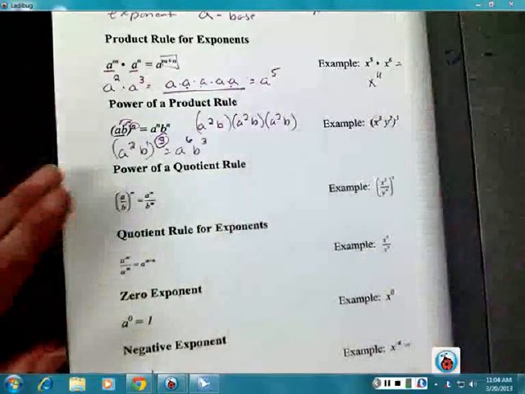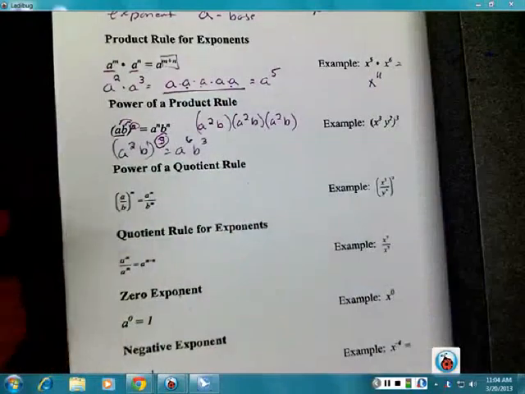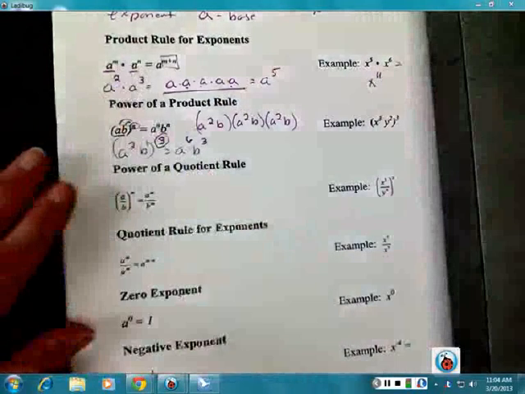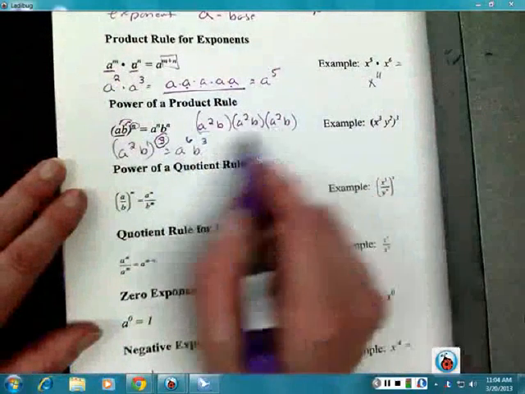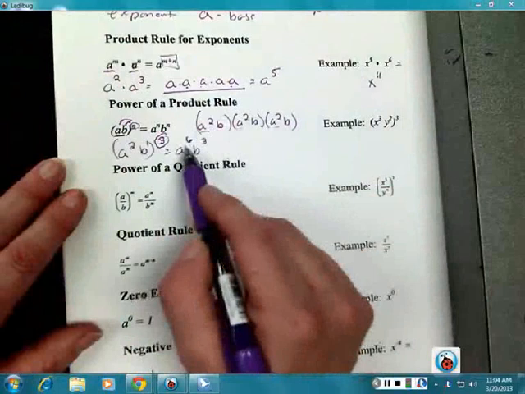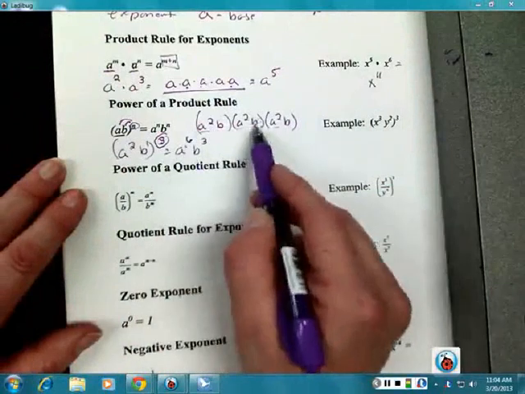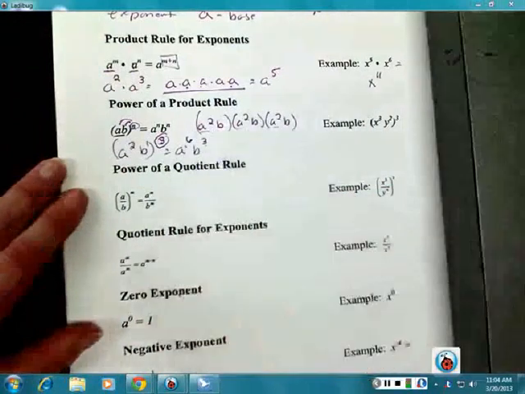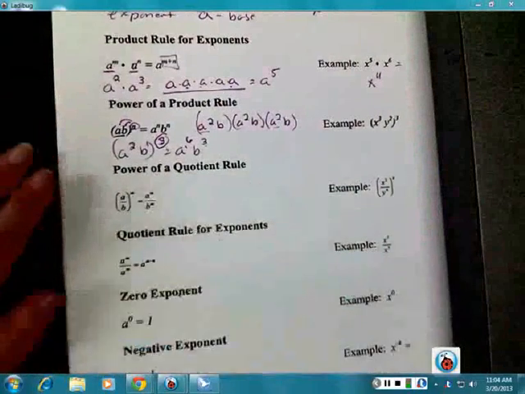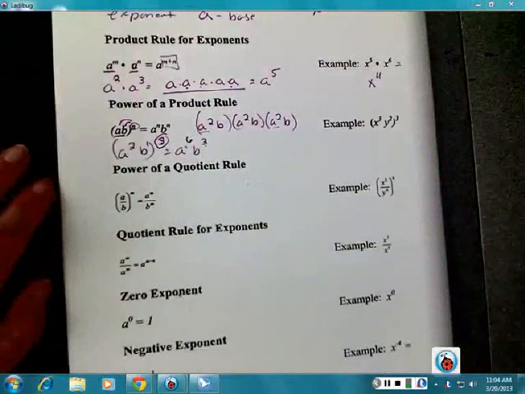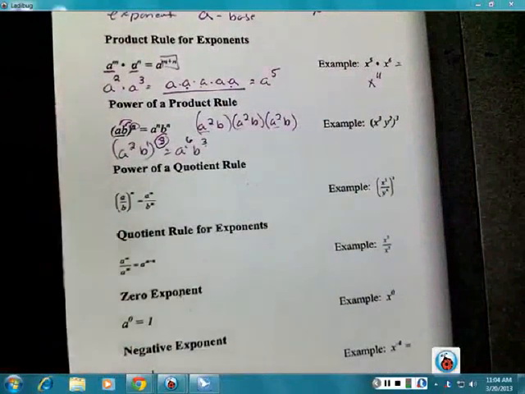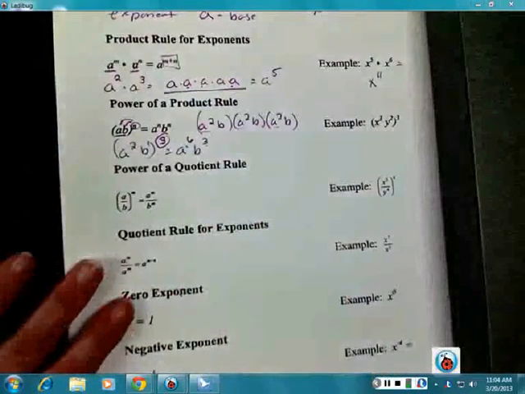So if I want to see it 3 times in there, that means I can go back and use my previous rule that says add all my like bases together. 2 plus 2 plus 2 is 6. 1 plus 1 plus 1 for my b's is 3. And so it kind of gives me a shortcut where I don't have to write it out and see it in longhand, and I can just shorten that.